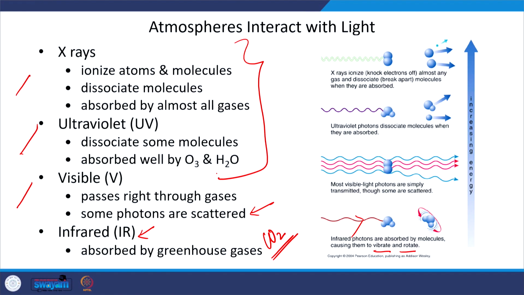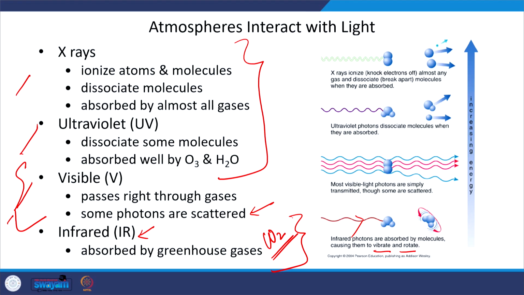So we are talking about the ionosphere in these two spectral wavelengths. We are talking about a transparent atmosphere in the visible, and infrared radiation is the key component which is needed for understanding climate change.